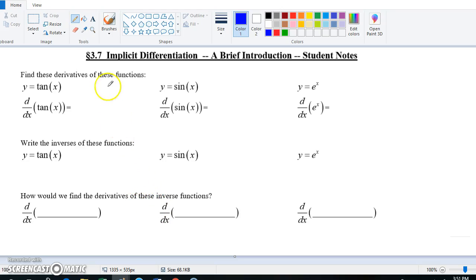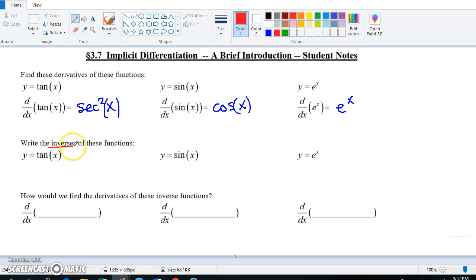Today in class we looked at the derivatives of three inverse functions. Before we do that, we're going to review the derivative of the tangent of x, which is secant squared x, the derivative of sine of x, which is cosine of x, the derivative of e to the x, which is e to the x.